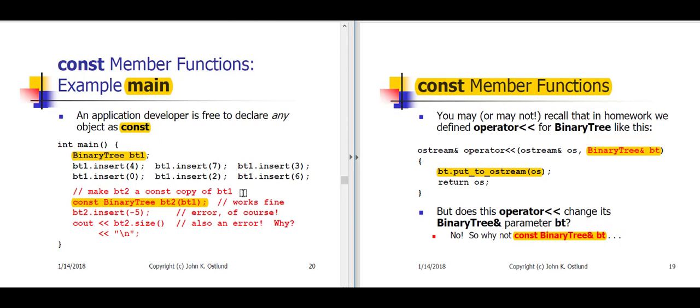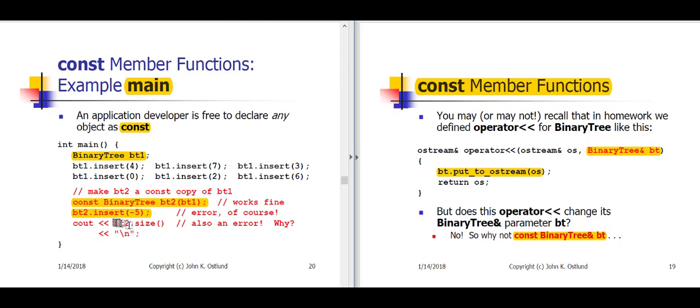BT1 looks like. Alright, so here we can say BT2 is a binary tree that's const. It's initialized with BT1. This works fine because the copy constructor for the binary tree class has been declared to receive a reference to a binary tree const. We cannot, as we would expect not to be able to do, say bt2.insert -5. That would be a modification to the binary tree object bt2, and so we don't want that to work.